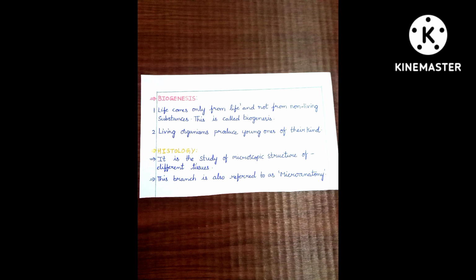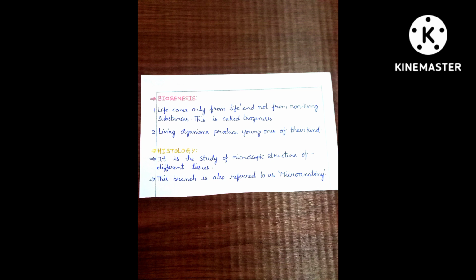Next is biogenesis. Life comes only from life. Here, life means the condition that distinguishes animals and plants from inorganic matter, including the capacity for growth, reproduction, functional activity and continual change preceding death. Life comes only from life and not from non-living substances. This is called biogenesis. Living organisms produce young ones of their kind.